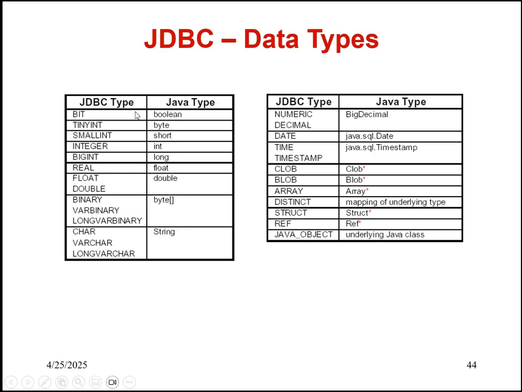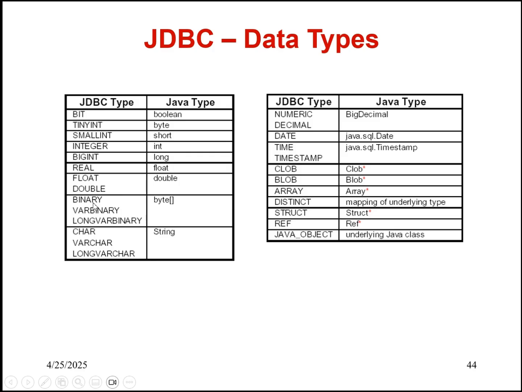Next we will see how the data types are mapped from JDBC to Java. JDBC data types are a little different from your regular Java data types. So boolean will be represented with BIT, that is binary digit, and byte is represented as TINYINT, short as SMALLINT, int as INTEGER, long as BIGINT, float as REAL, double as FLOAT or DOUBLE.